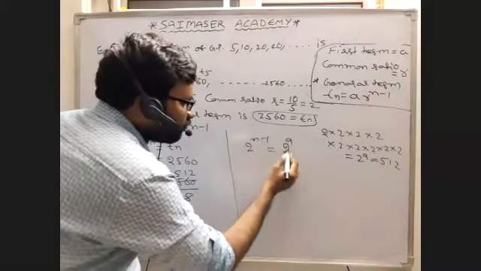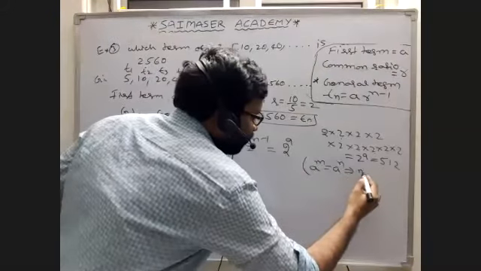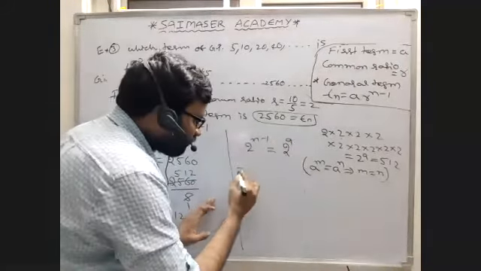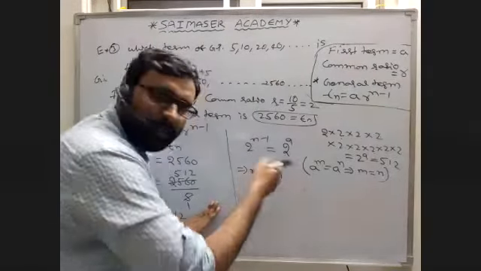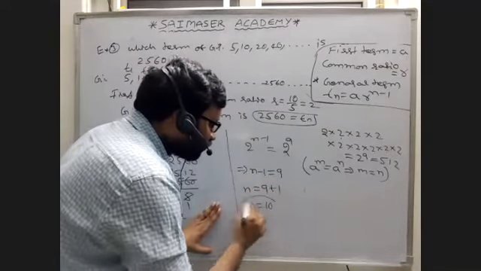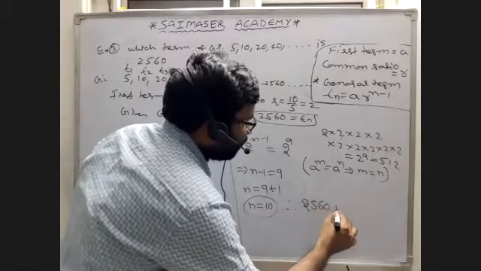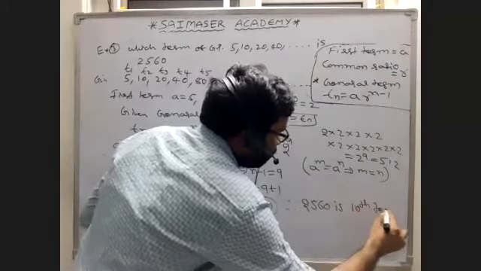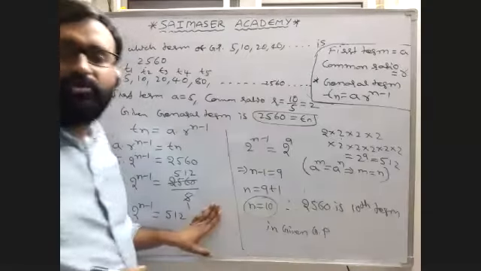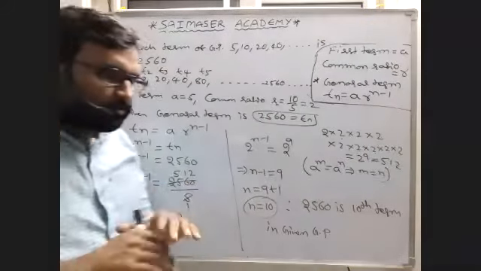Now, 2 power something, 2 power something. There is a formula we have: a power m is equal to a power n implies m equals n. When the bases are the same, we can equate the two powers. So we can write n minus 1 is equal to 9. Taking minus 1 to that side, it will be plus 1. n is equal to 9 plus 1, n is equal to 10. Therefore 2560 is the 10th term in the given GP. Understand? If you have any doubt, you can ask me.